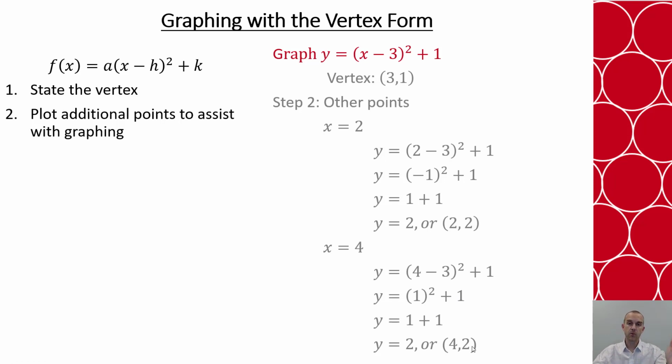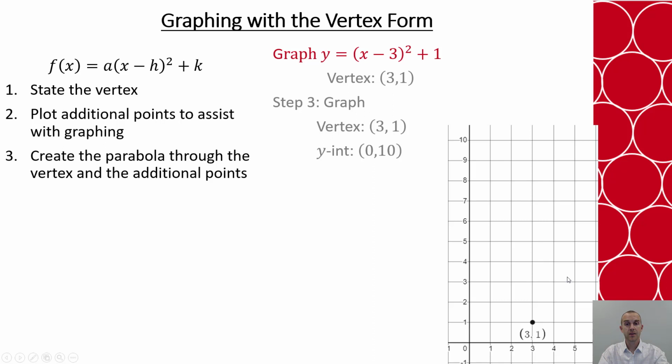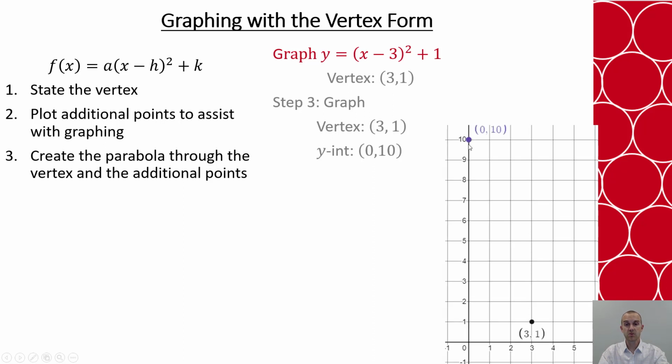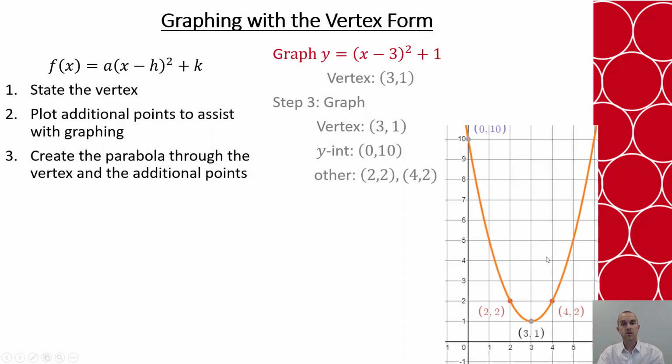Now I can start to form my parabola. So let's graph the points I have. The vertex at 3, 1. Then I have my y-intercept at 0, 10. Then I have my points at 2, 2 and at 4, 2. And I can start to form that graph and keep it symmetric around the vertex. And there I'd have the graph for y equals x minus 3 quantity squared plus 1.